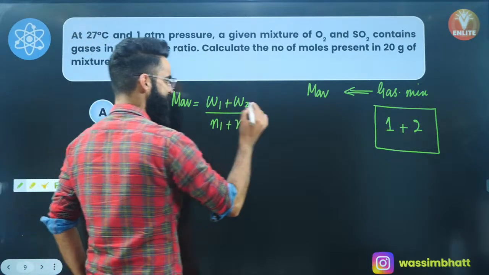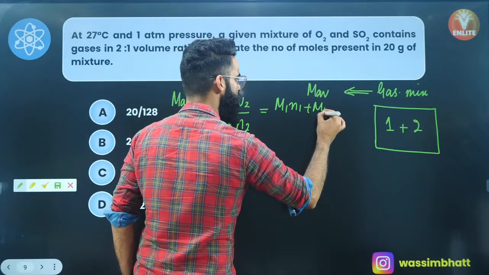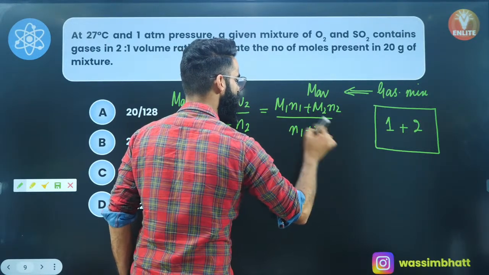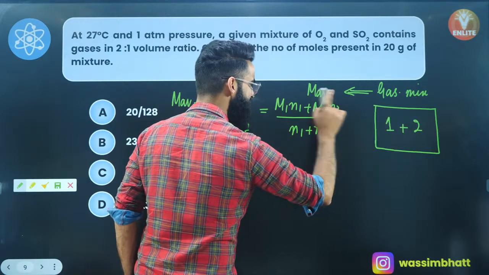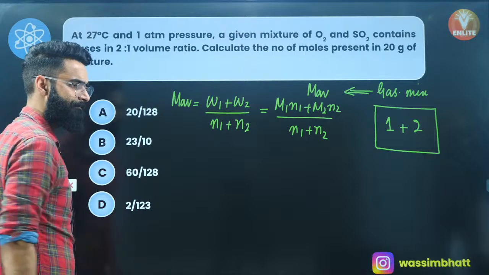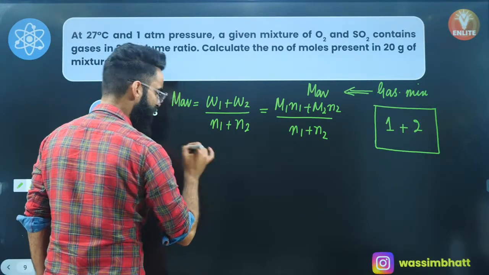Number 2, the second result. The second result is (M1 multiplied by N1 + M2 multiplied by N2) divided by (N1 + N2). M1, M2 are the molar masses of these gases. N1, N2 are the moles of these gases present in the container, right? Yes.